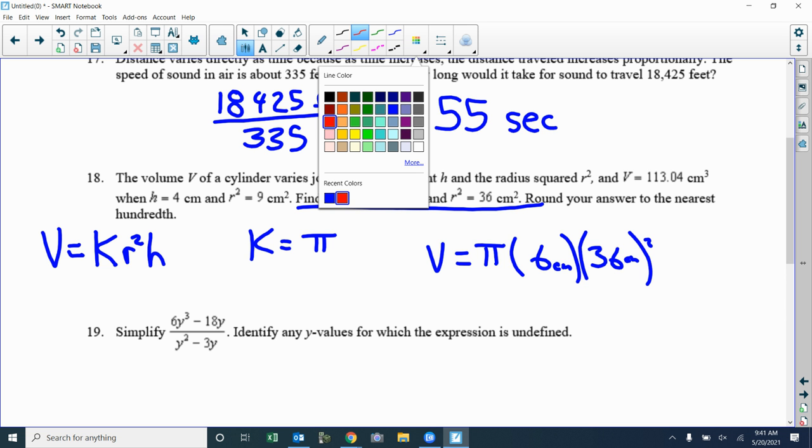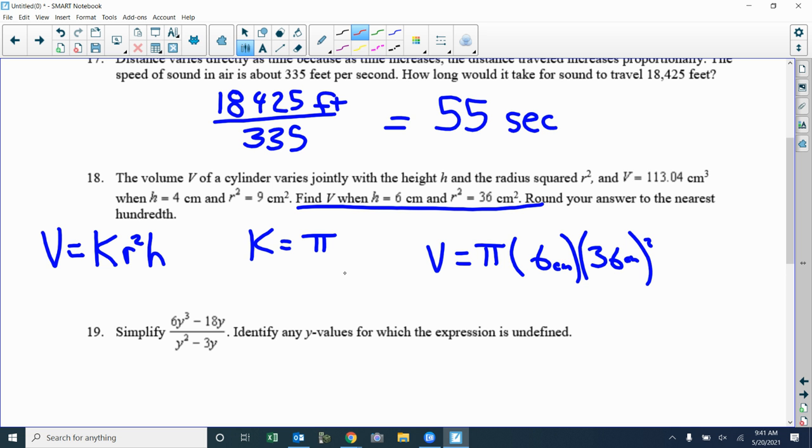What's that? 25 seems like a small number. 25 seems small to me. What is it? 678. 678, you able to generate close to that? Is that it? 678, and that would be centimeters cubed.